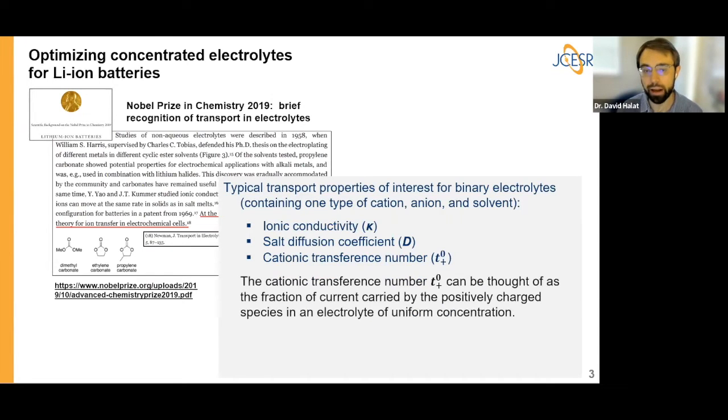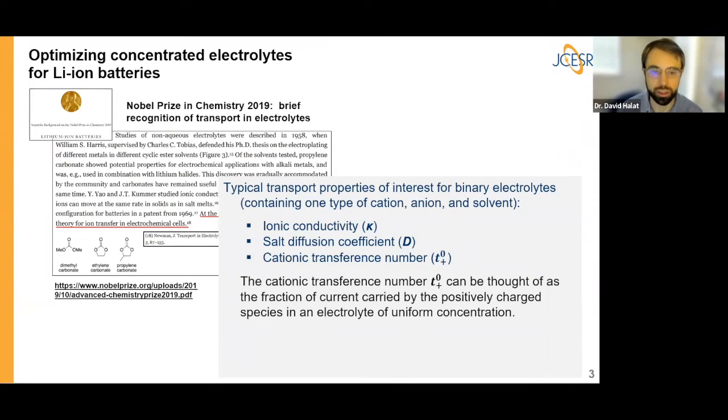So what is the cation transference number? Well, we can conceptualize it as the fraction of current that's carried by the cation in a uniformly concentrated electrolyte. The 0 in T+0 emphasizes the reference frame for this property is with respect to the solvent, and I'll talk about that in more detail.